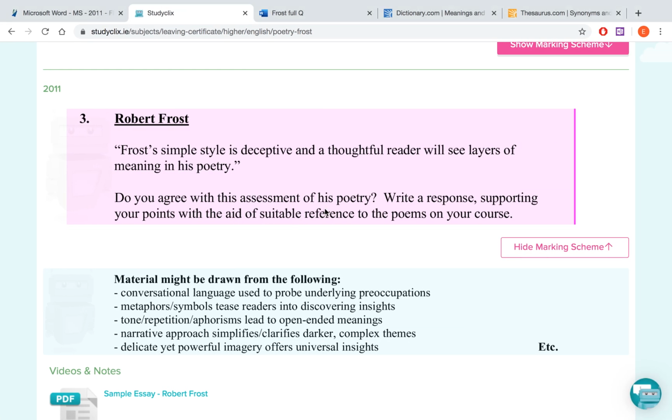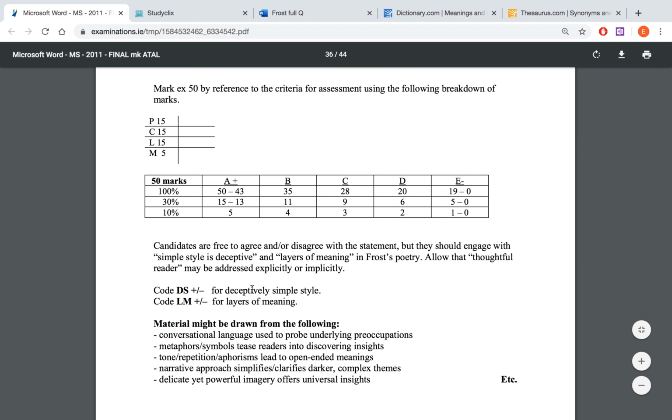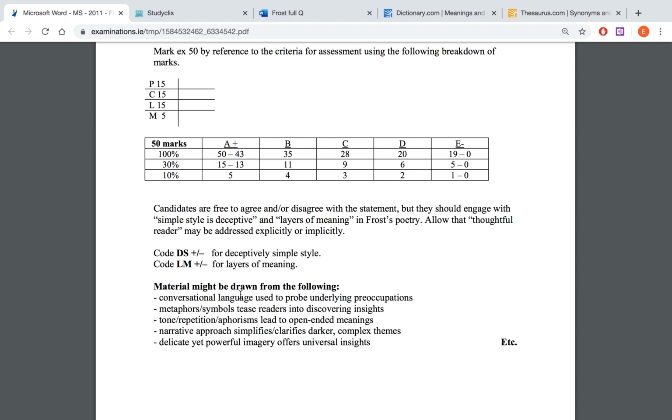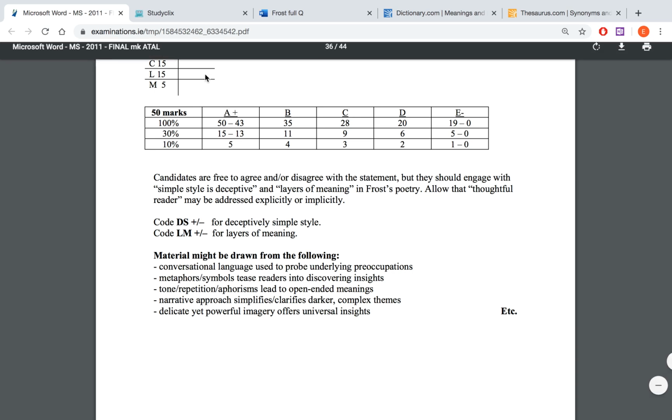And if we look at the marking scheme from 2011, we can see here it's the same question, and we have deceptively simple style, code DS here. That's what the examiners are looking for, and also code LM, layers of meaning. So this is what the entire essay hinges on, that Frost is deceptively simple and that there are layers of meaning within his poetry. Okay, you can also see that there's indicative material to showcase what we're looking for in this exam question. So let's just go back.